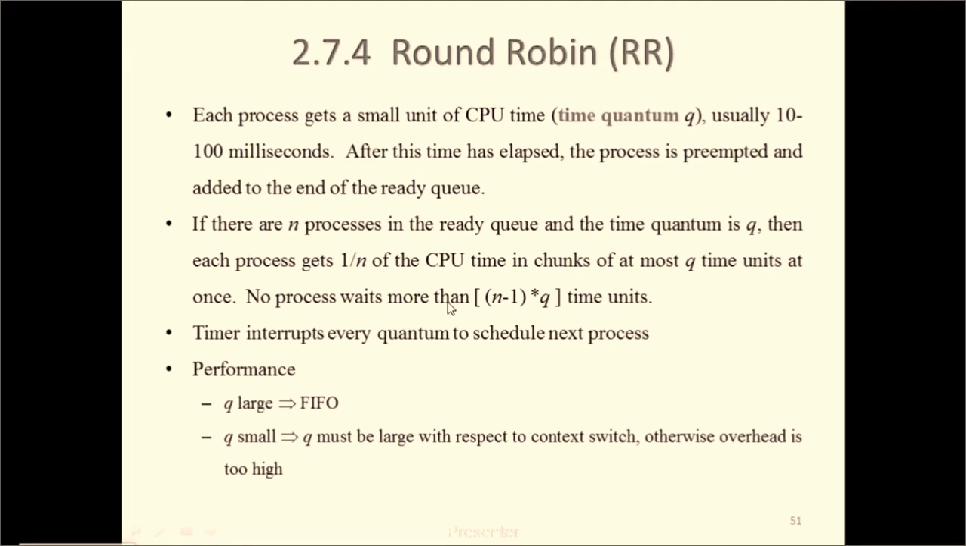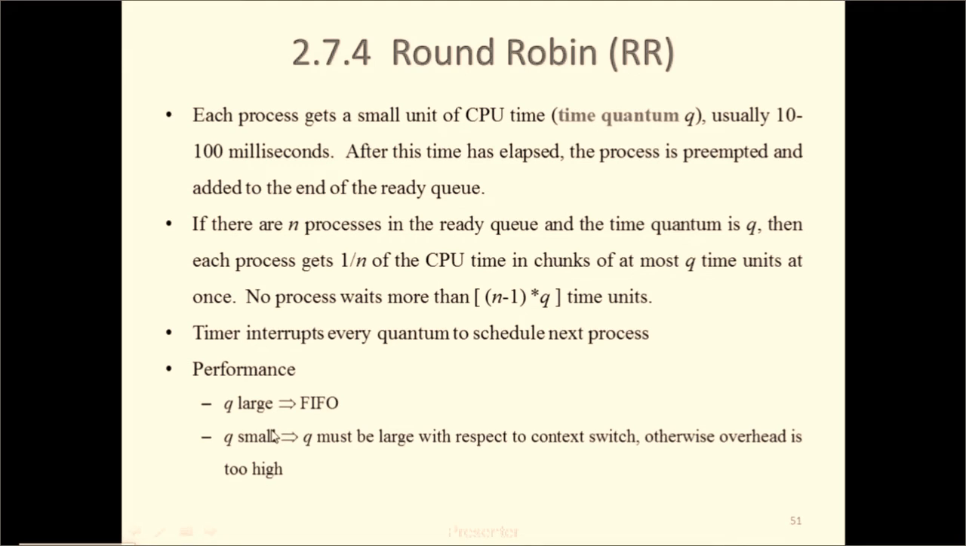We'll check with examples. Once you understand the examples, come back, read these points, you will understand them. Timer interrupts every quantum to schedule the next process. Performance is, if Q is large, then the performance is like first in, first out, the very first algorithm that we discussed. If Q is small, then there is another problem. Q must be large with respect to context switch, otherwise overhead is too high.